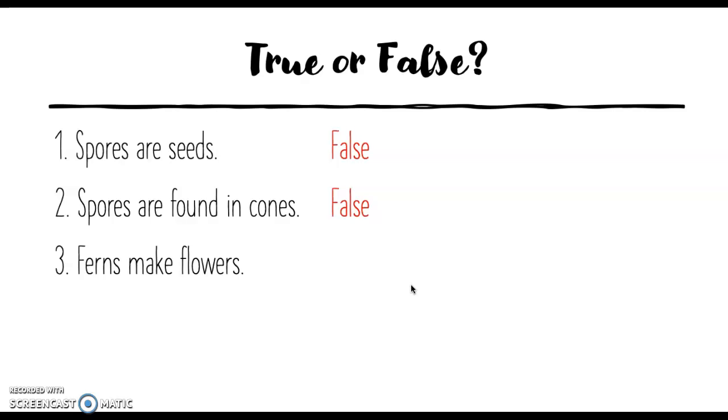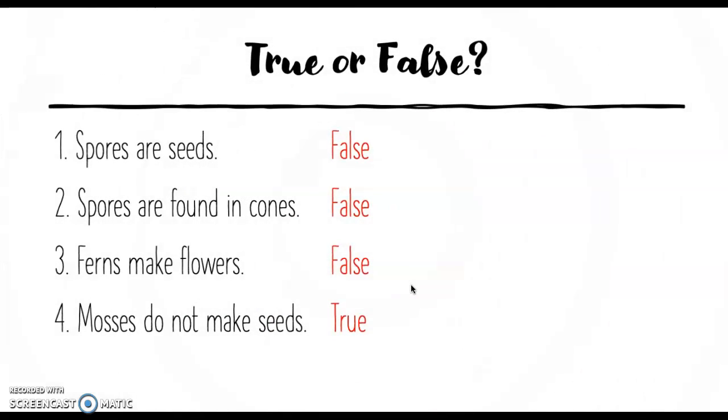Number three says ferns make flowers. Think about what kind of plant you see a fern on and what kind of plant you see a flower on. So the answer is false, because you will find ferns on non-flowering plants, and you will find flowers on flowering plants. And the next one, mosses do not make seeds. The answer is true. Remember, moss and ferns both make spores. They don't have seeds.